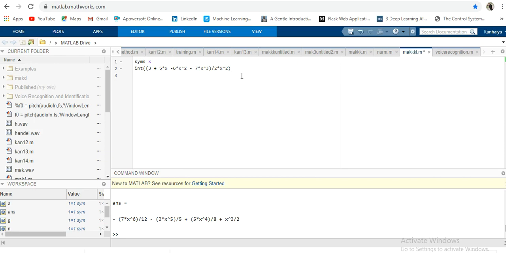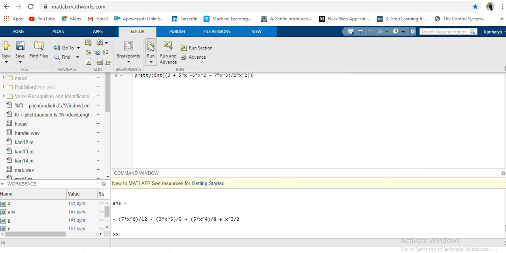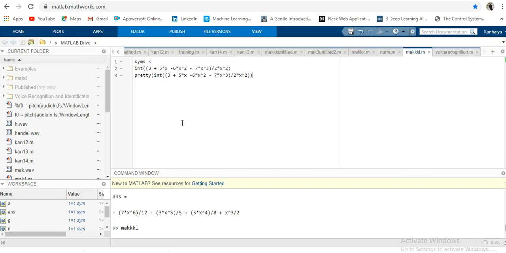Let's try with pretty. What is it giving? Okay, now let's try with the pretty function. Let me copy it and paste it and see what MATLAB is doing for us. Yeah, this is in a more specified form. Okay, 7x to the power 6 minus 3x to the power 5 plus 5x to the power 4 plus x cube, and so on.